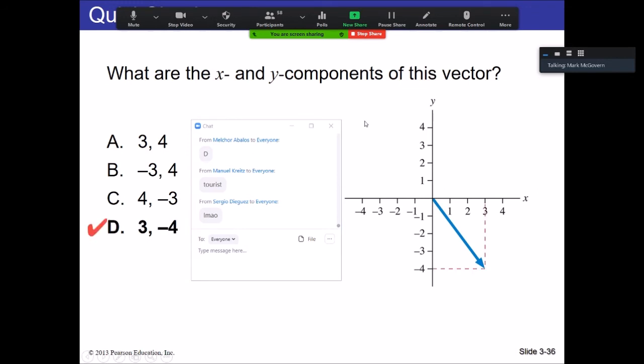Anyway, sorry, the answer is D. Excellent. All right, so x component's 3, y component's -4. All right, you're getting it. I'm liking what I'm seeing here.